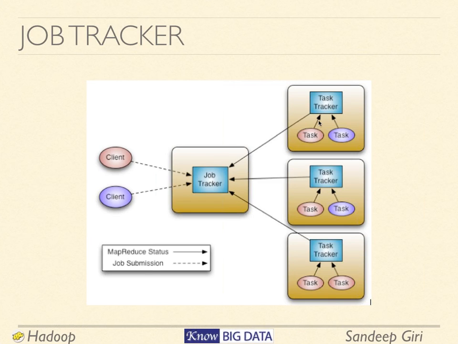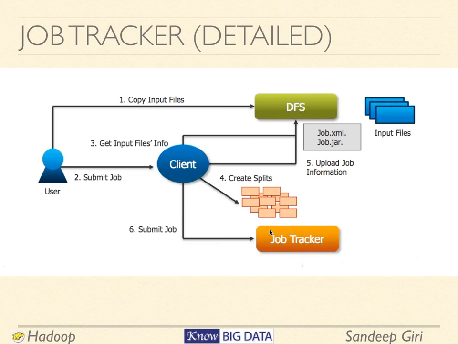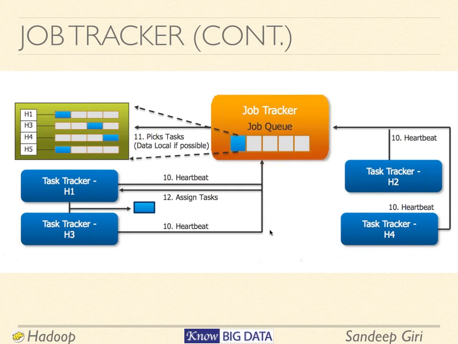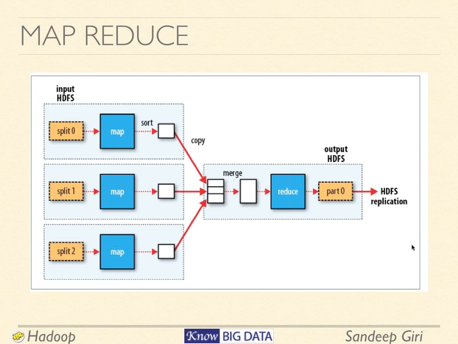So task trackers are generally on the same nodes as the data nodes where the actual data is stored. You sent a logic to be executed on each data node. It read the logic and wrote the output of your map reduce logic back onto the network. So that's the job tracker's job. This is the same simple thing, which is done in detail.